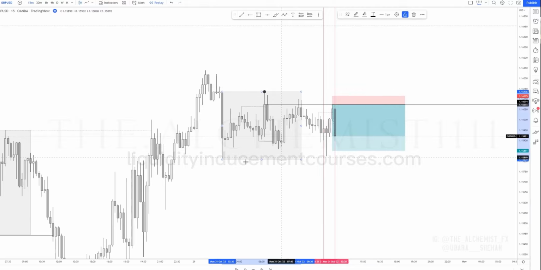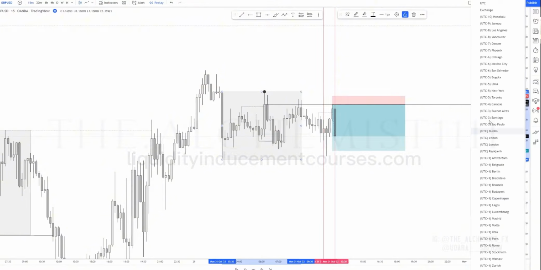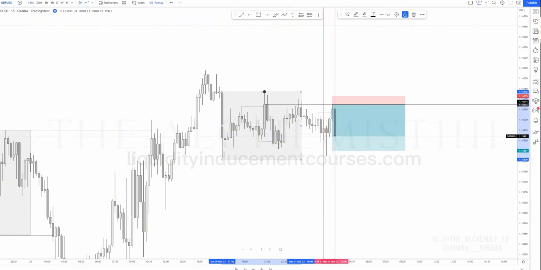When you're marking out Asia, set your time to New York time and then mark it out from 5 p.m. to New York midnight time. Can you see that? So when you're marking out Asia, always mark out from 5 p.m. to New York midnight time. Okay, something like that.